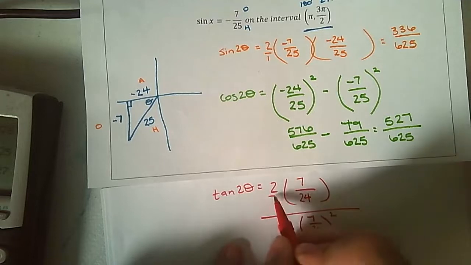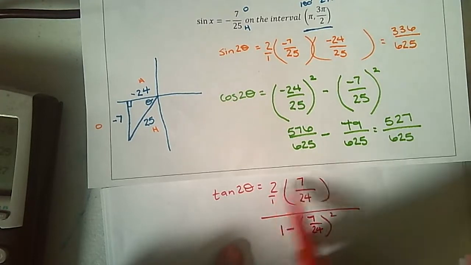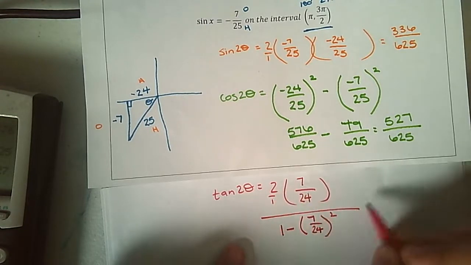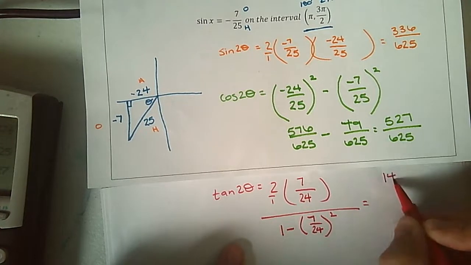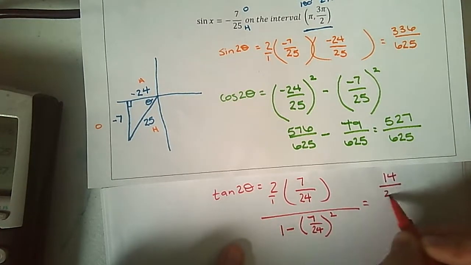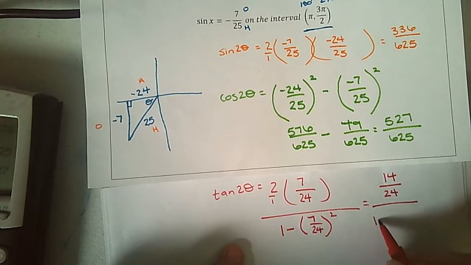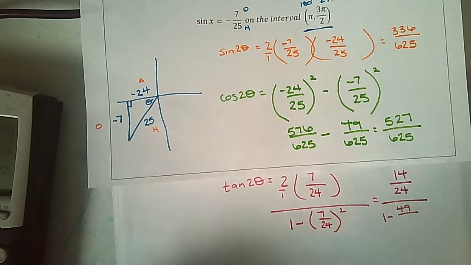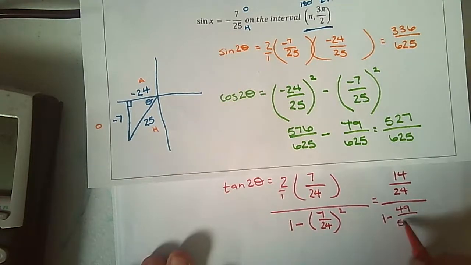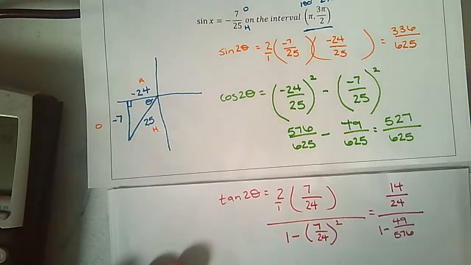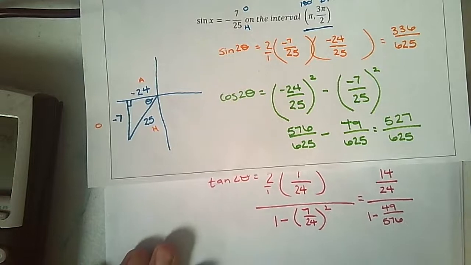All right, I think I'm going to clean up the top first. So if I multiply across the top, I'm going to get 14 over 24. And divide that, we have 1 minus, again, I'm going to go ahead and square top and bottom. So we're going to get 49 over 576. Notice this is getting kind of messy.